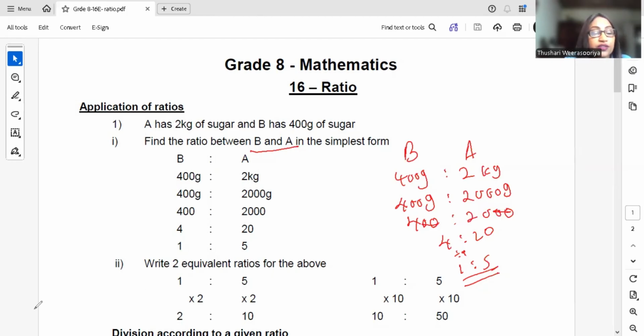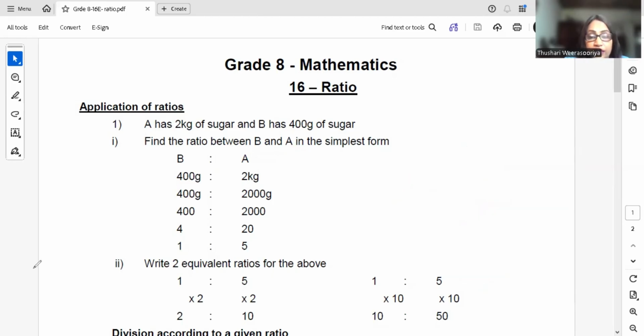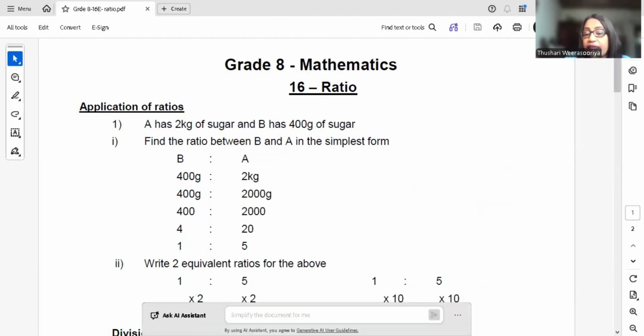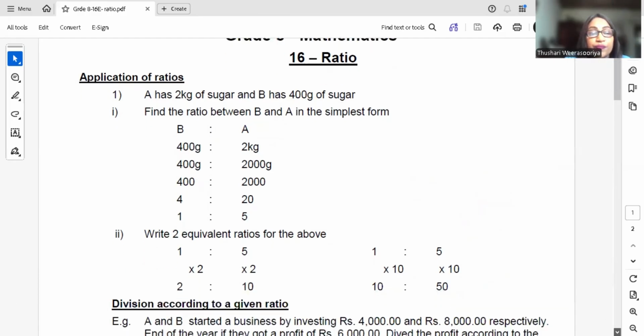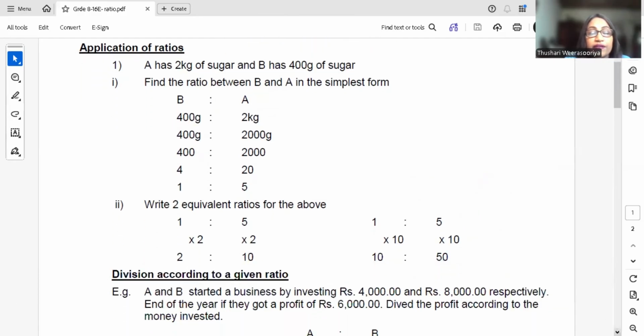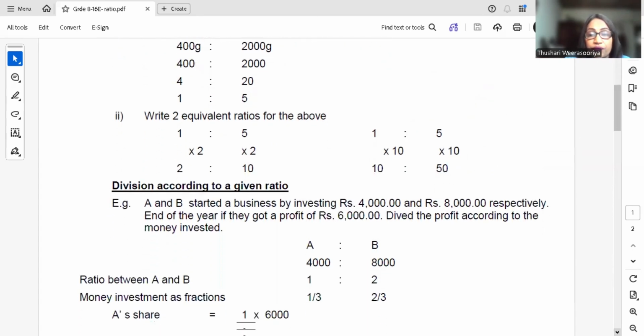How many equivalent ratios can we write for one ratio? Infinity, because we have infinity number of numbers. Therefore, we can write infinity number of equivalent ratios.